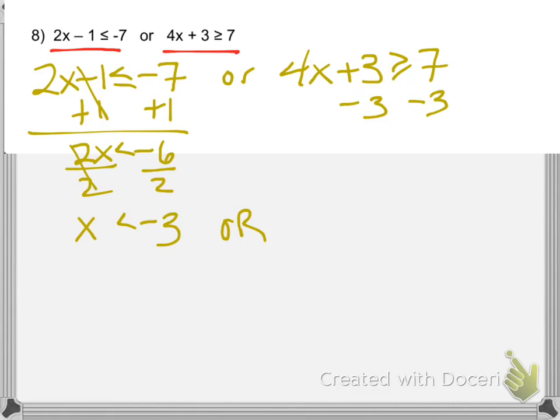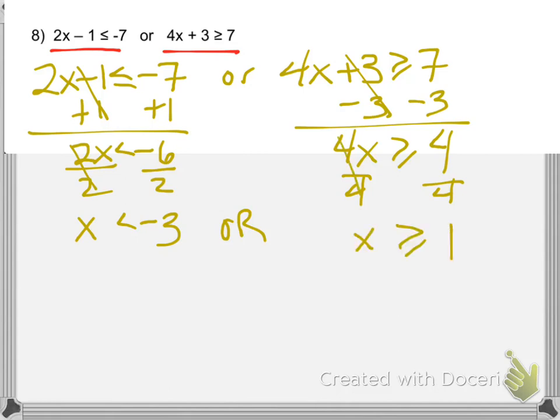I made an error just there. I had written plus 3, and actually it's minus 3. So we get X is less than negative 3, or X is greater than 1. And now we'll go ahead and graph those on the same number line.